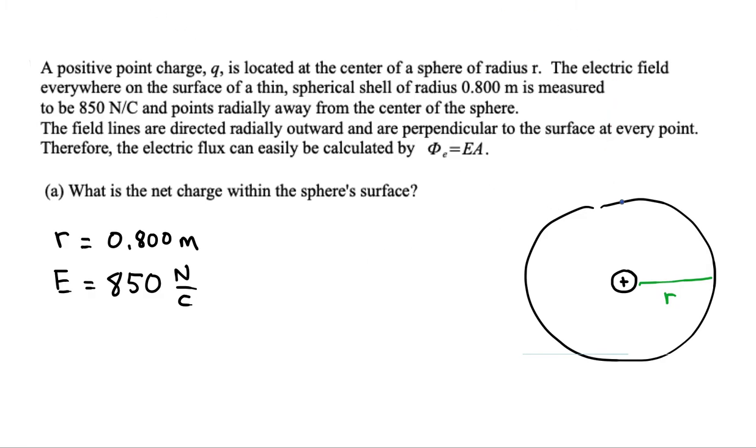Let's draw the electric field vectors. They would point outward because this is a positive charge. We want to find the net charge enclosed within the sphere's surface. So in other words, find Q enclosed. Let's use Gauss's law to answer this.